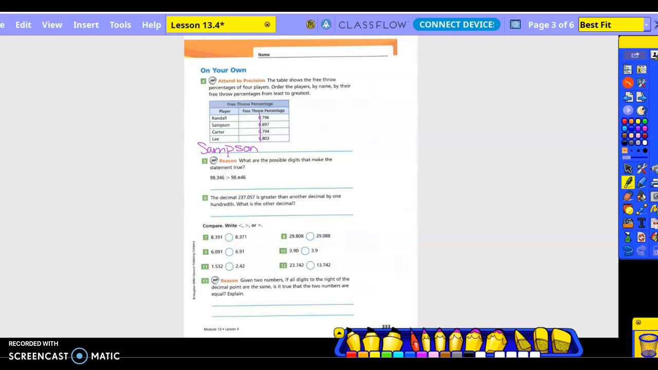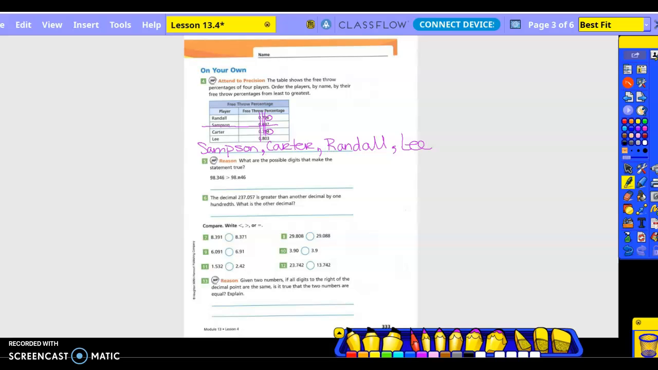Okay. All right. Now, which one is the next? So we have 2 7s, right? So those kind of cancel each other out. So we have a 9 and a 9 again. So those cancel each other out in the hundreds. So now we're comparing the 6 and the 4. So which one is the least of those? Okay, so Carter. And then we have Randall. Okay, and then we're left with Lee.